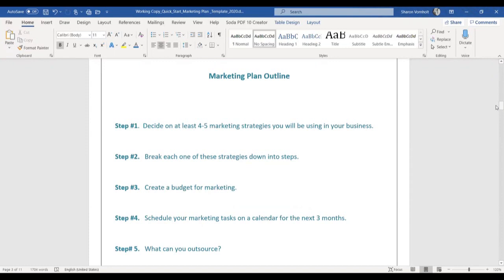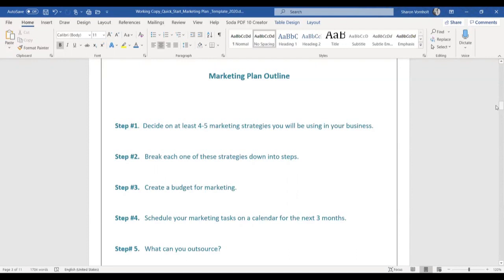Step two is to then take each one of those strategies and break them down into steps. And I'm going to give you an example of how to do that in a little bit. But it's not enough just to say, I'm going to do direct mail or I'm going to drive for dollars.